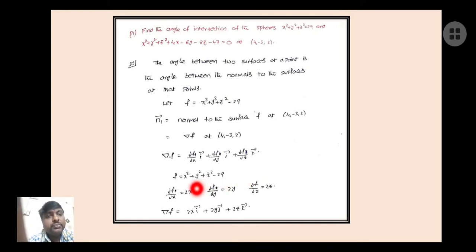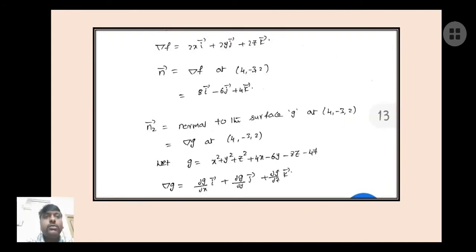I am taking the surface f and calculating partial derivatives dou f by dou x, dou f by dou y, dou f by dou z, and replacing them, I get grad f, that is 2x i bar plus 2y j bar plus 2z k bar. Now grad f is equal to 2x i bar plus 2y j bar plus 2z k bar.